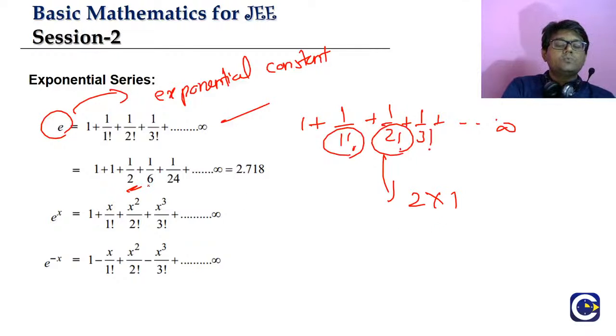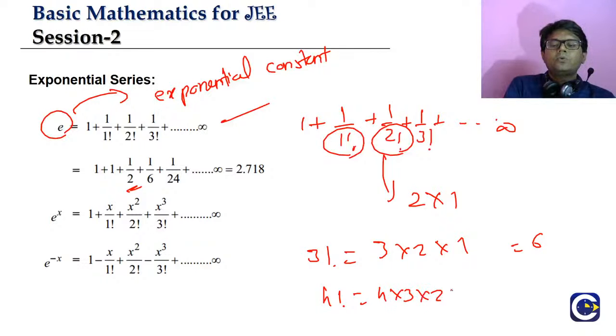2 into 1, which is 2. 3 factorial means what? 3 into 2 into 1. That is 3 factorial, correct? Which is 6. Next, 4 factorial means what? 4 into 3 into 2 into 1, which is what? 4 3s are 12, 12 2s are 24, like that.